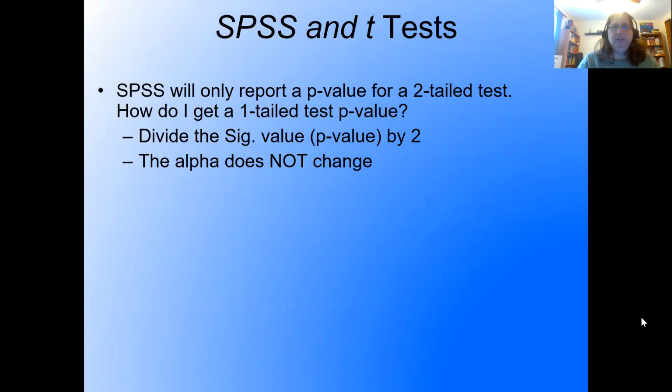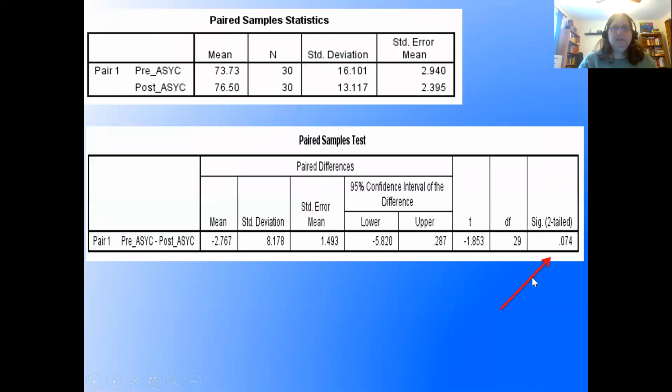So as you can see in the next slide, we take this 0.074, we divide by 2, and we get our one-tailed p of 0.037. So now we can ask ourselves, is 0.037 less than our alpha of 0.05? Notice the alpha has not changed. Yes, 0.037 is. So we can reject the null that the post-test is not higher than the pre-test.